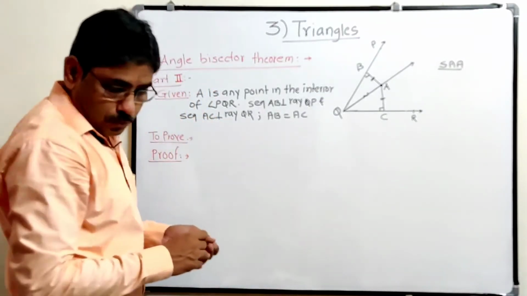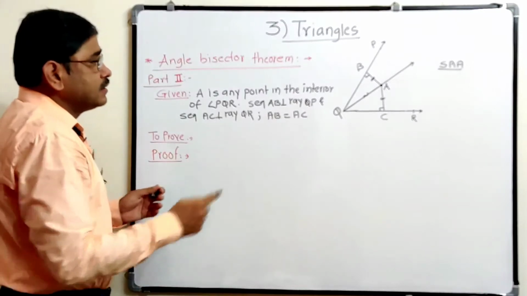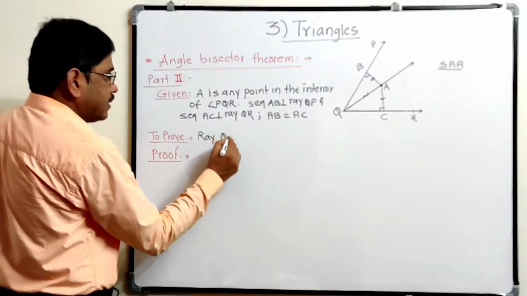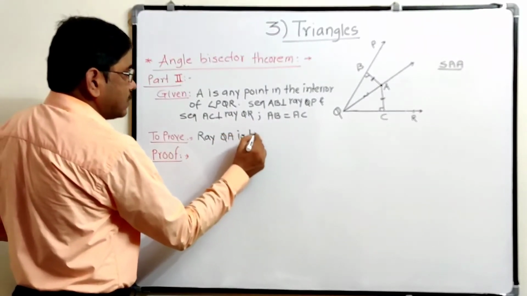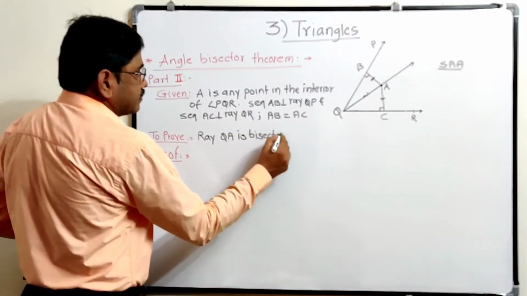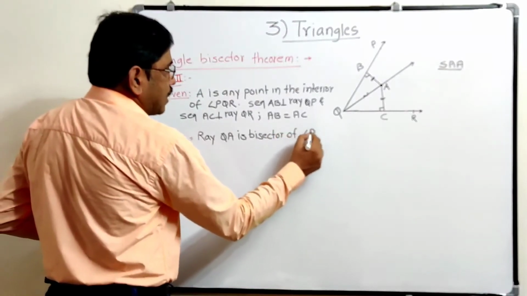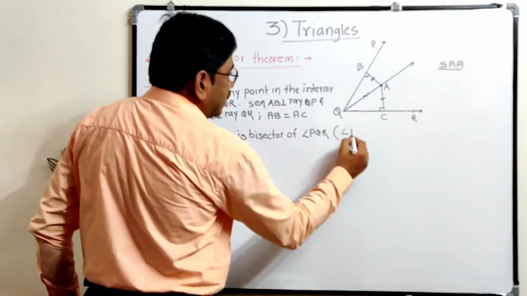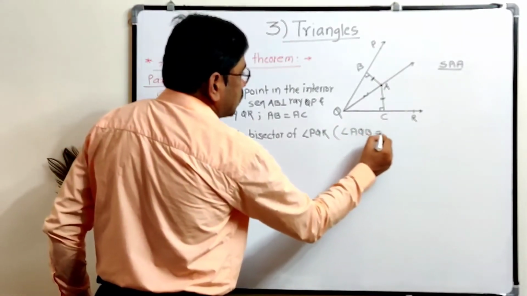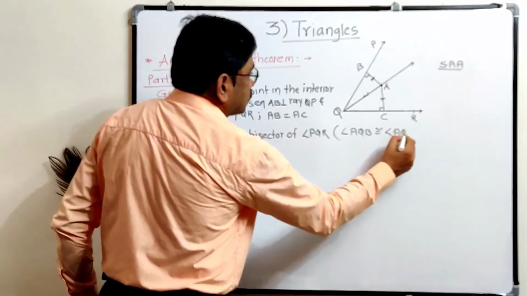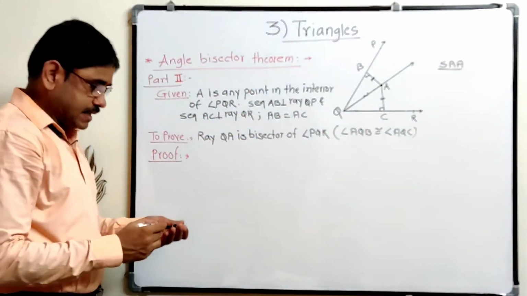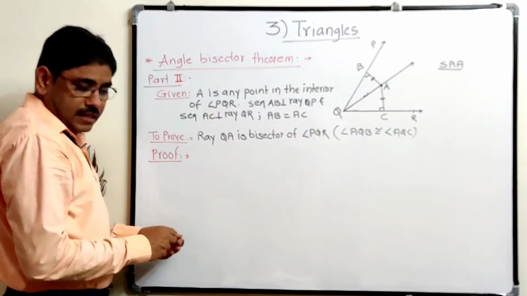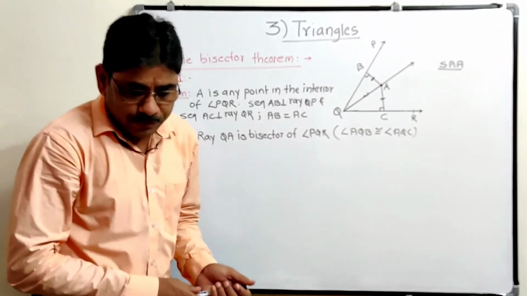Then what we have to prove is that ray QA is the bisector of angle PQR. Bisector of angle PQR means, in short, what we have to prove is that angle AQB is congruent to angle AQC. That means bisector: these two angles are equal in measure. So in this way, we have to write the proof here.